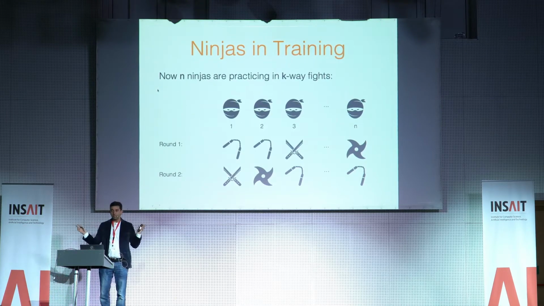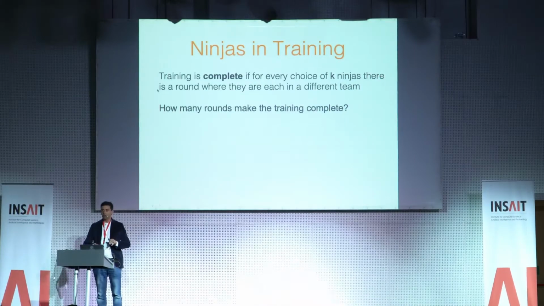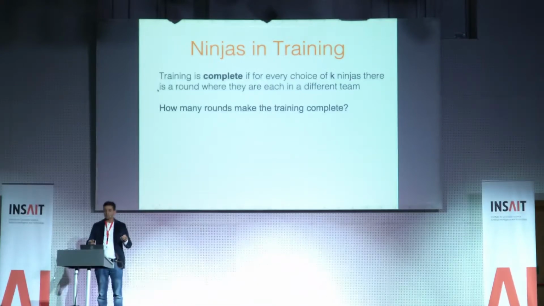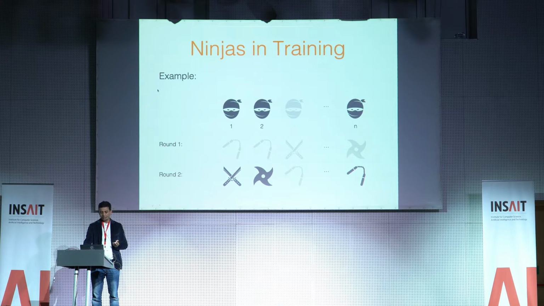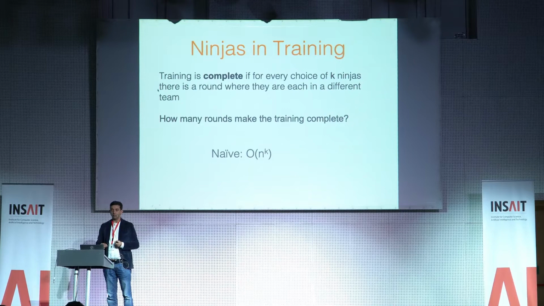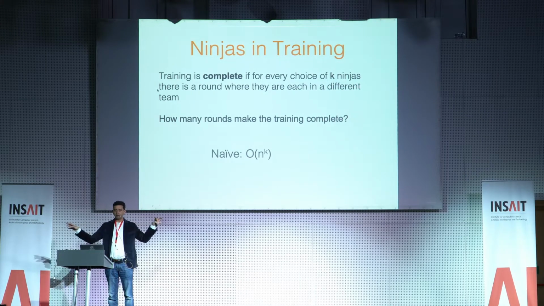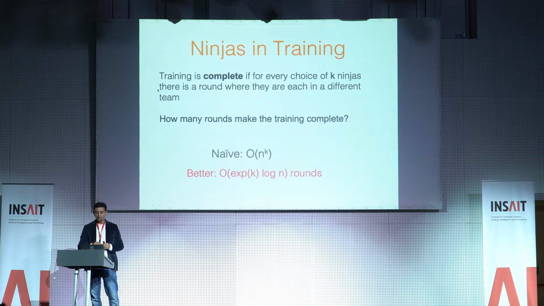And now you can actually generalize this problem and say, well, now there are n ninjas, but there are k different kinds of weapons, and you can ask the same question. So you now distribute the ninjas in each round into k different teams, and you can ask how many rounds you need. Just as an example, here's an example with 3 kinds of weapons, and I will show you very quickly a complete training where these ninjas are given different weapons in different rounds. Coming back to this question, the naive solution says n to the k, so for every k-tuple of ninjas, you pick a round where they are in different teams. But you can do better. You can do it in a number of rounds that grows with log n. This is exponentially better than the naive solution when k is constant.